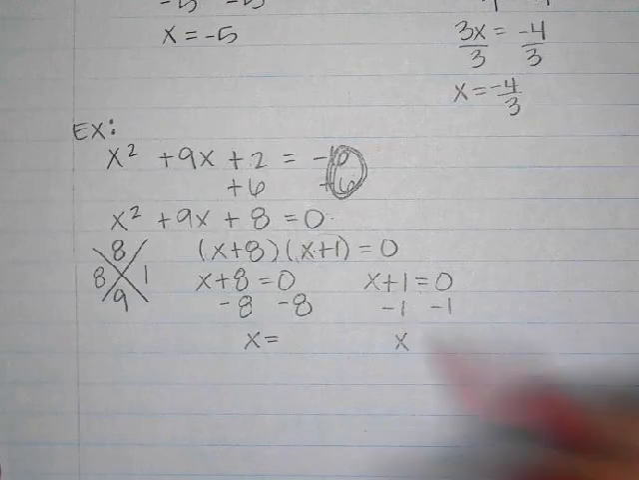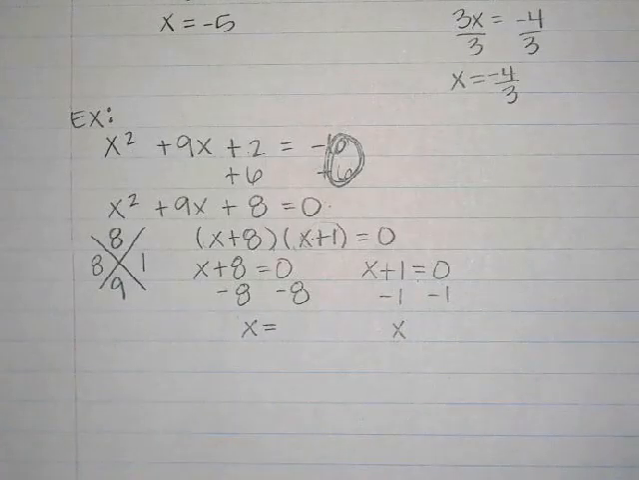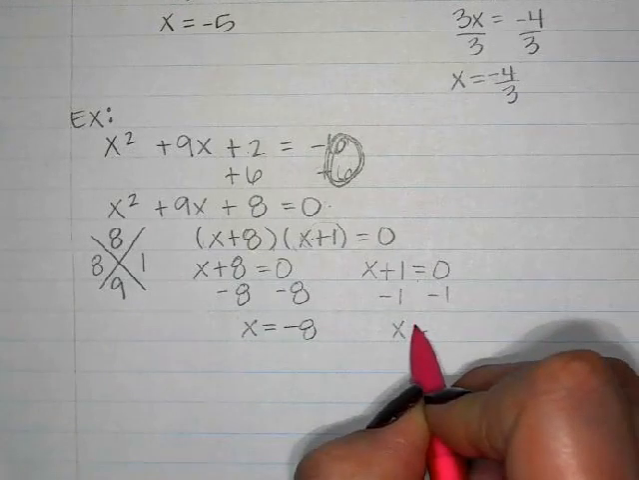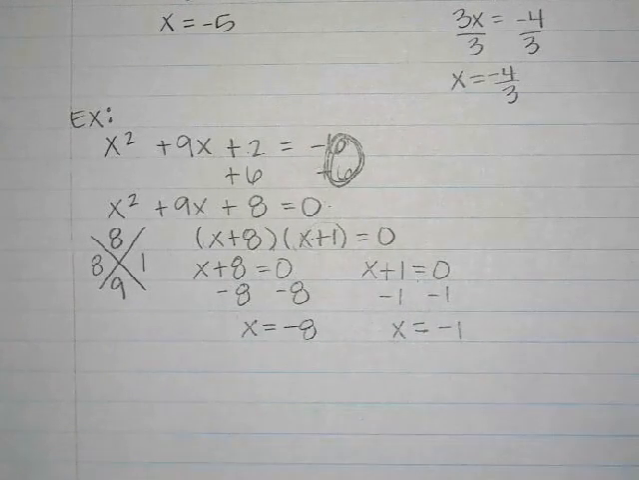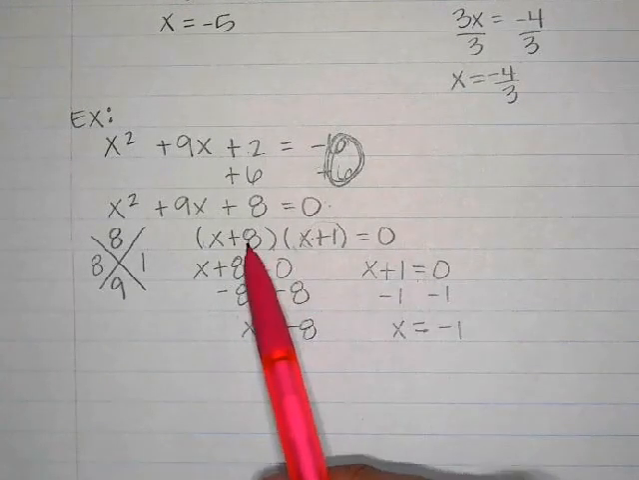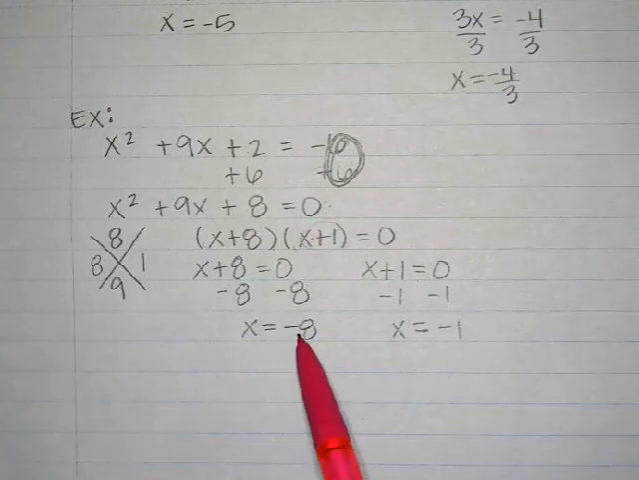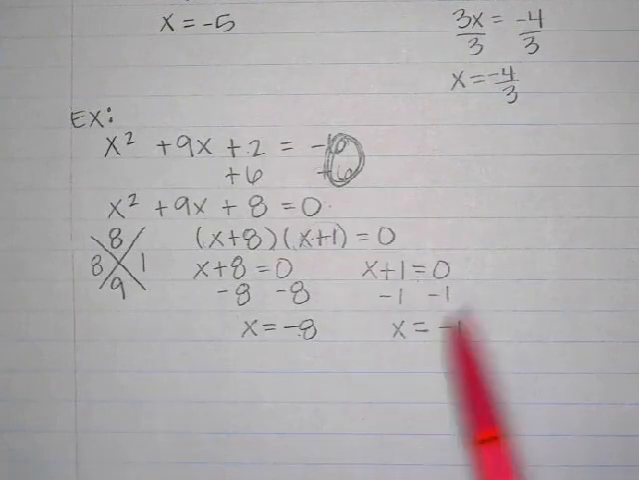-8, -1. And a lot of people do not like to show their work for this. They get the 2 factors, and then they say, if this is positive 8, my answer is -8. If this is positive 1, my answer is -1. You can do that. This is just where it comes from.